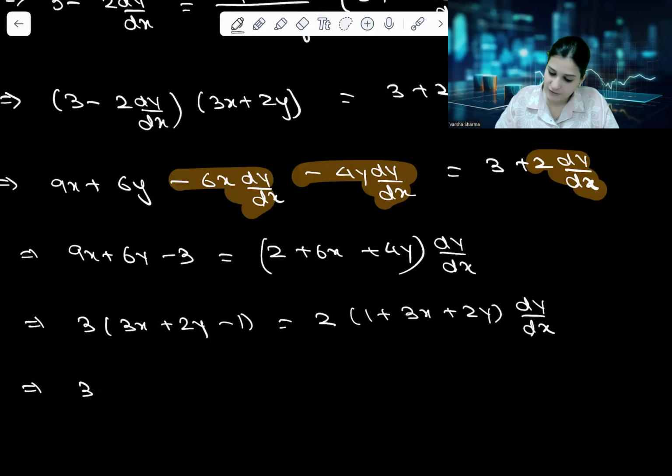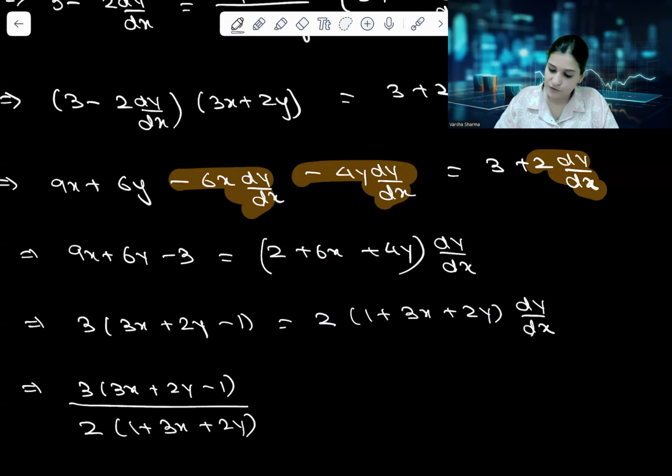So (3x + 2y − 1) divided by (2(1 + 3x + 2y)) equals dy by dx.